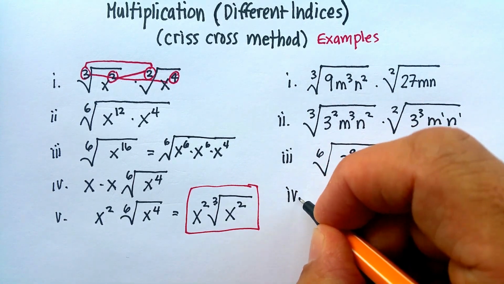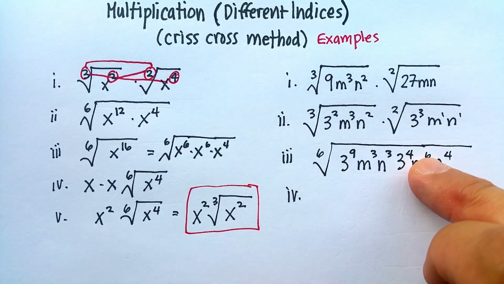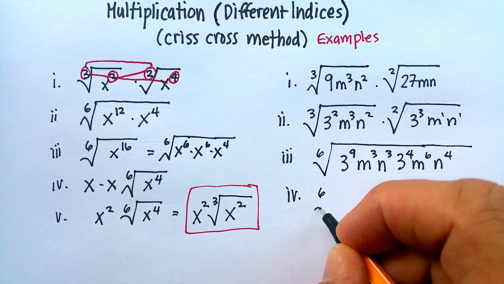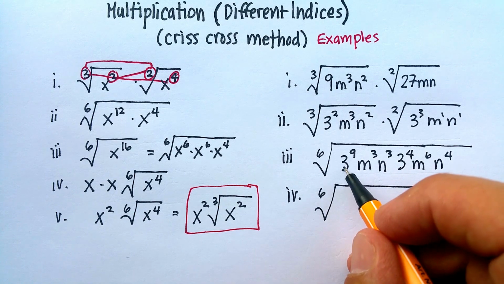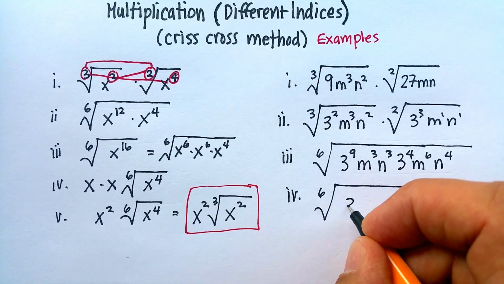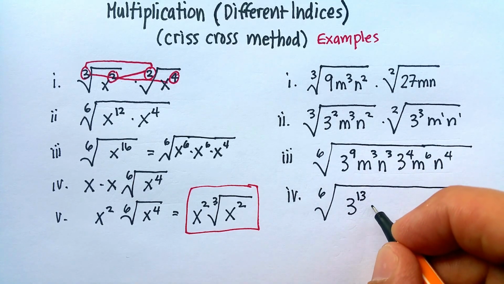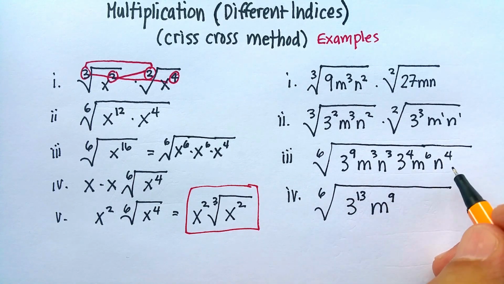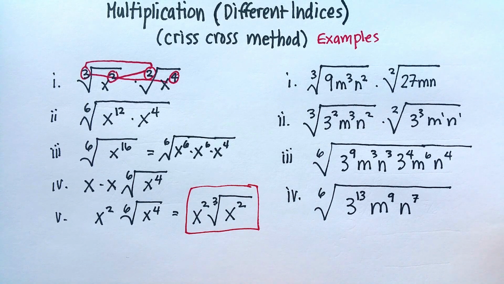Now it becomes this simpler problem, remember, where you can just add the exponents when the indices are the same. So 6th root of 3 and 3, so 9 and 4 becomes 13. M cubed, m to the 6th becomes m to the 9th. N cubed, n to the 4th is n to the 7th.